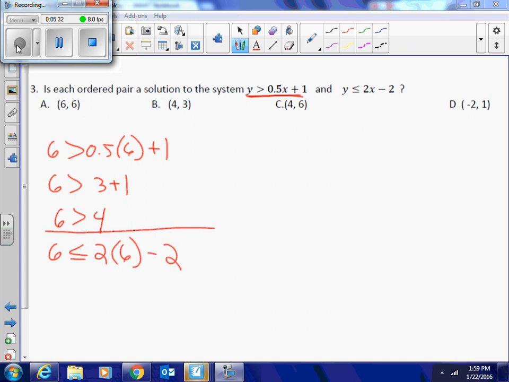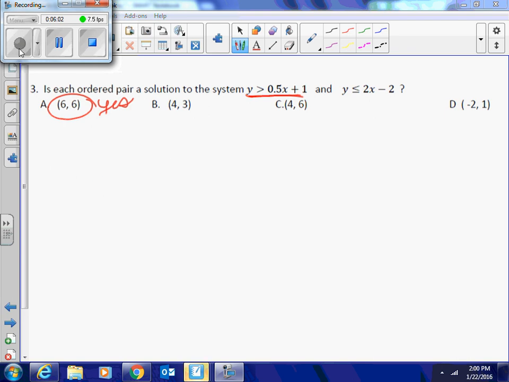So is 6 less than or equal to 12 minus 2? And is 6 less than or equal to 10? 6 is less than or equal to 10. So since our ordered pair worked in both inequalities, the ordered pair 6, 6 is a solution to the system. Now we're going to do the same for each of the ordered pairs.